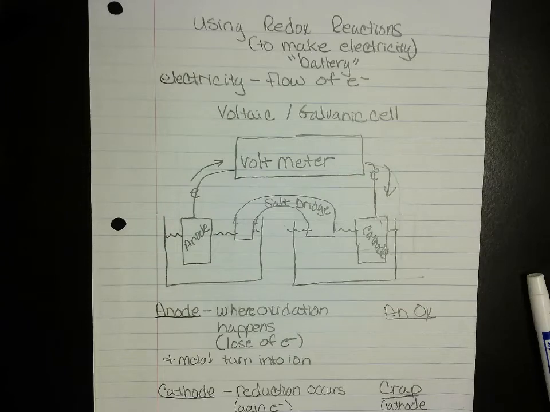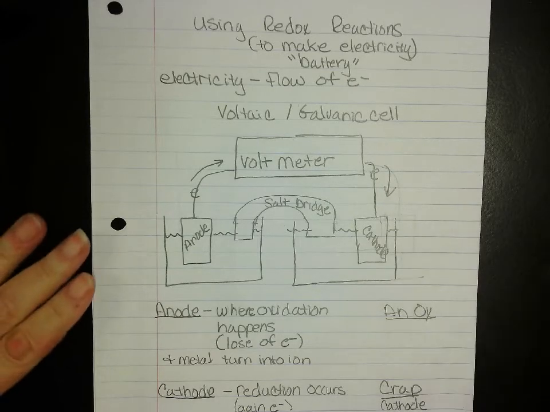Today we are going to talk about how we can use these redox reactions and harness their energy. And you guys already know this because it's a battery. You have it in your phone, you use it in all kinds of things. And what we're doing is we're harnessing that flow of electrons. Remember, a redox reaction is something that gains and loses electrons.